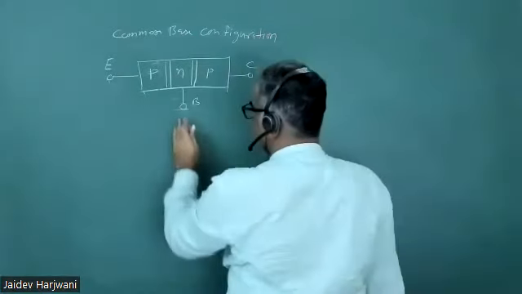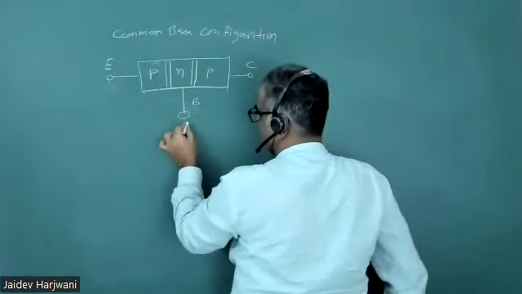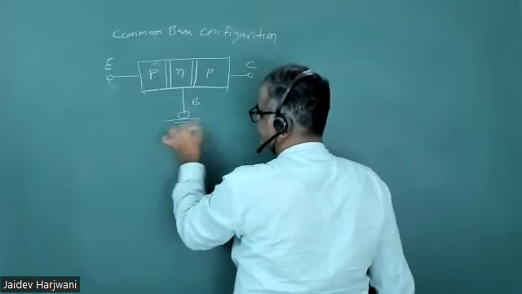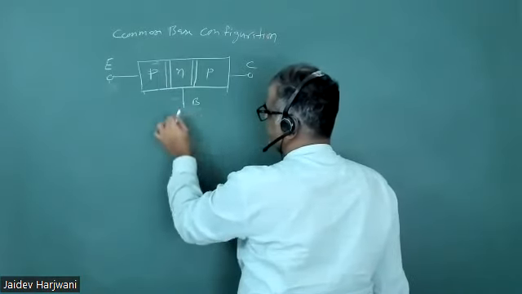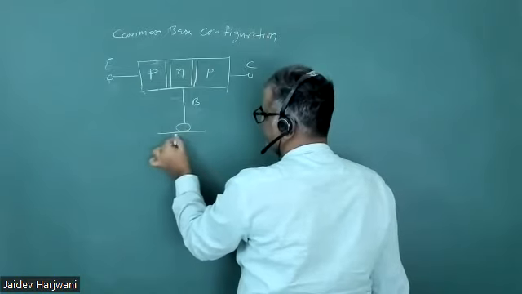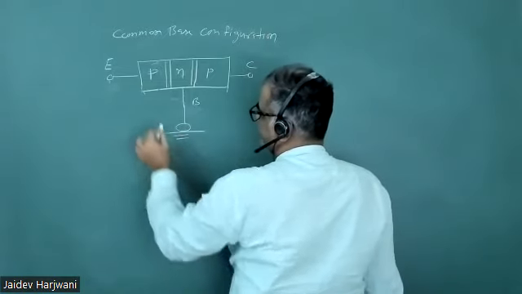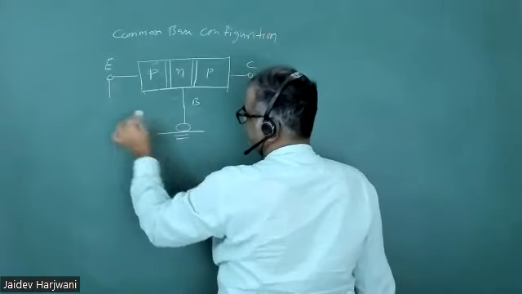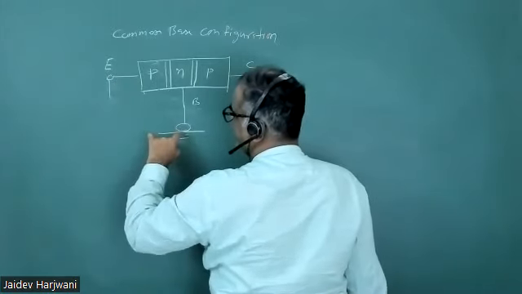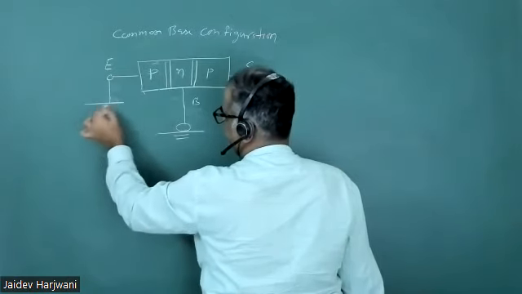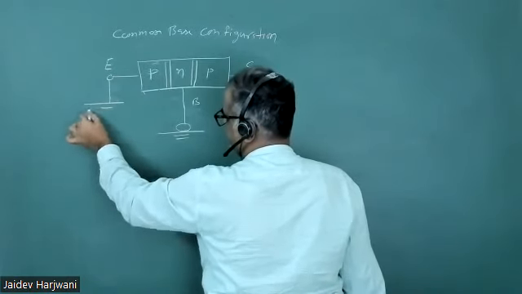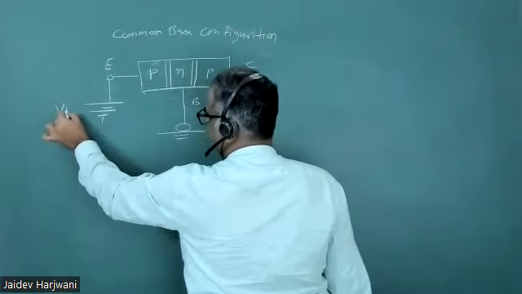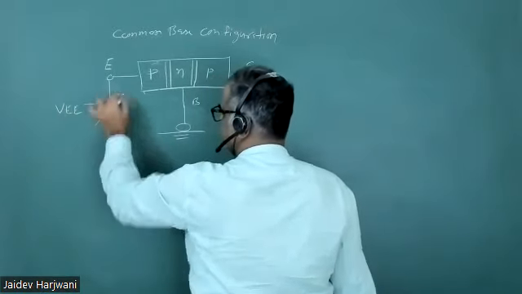So in the common base configuration, you apply... your base is common. Okay, let me draw a longer one. Your base is common, and you're applying voltage between the emitter and base. Since this is grounded and I'm applying a voltage, I'm writing this battery name as VE. Okay, here you're applying VE.